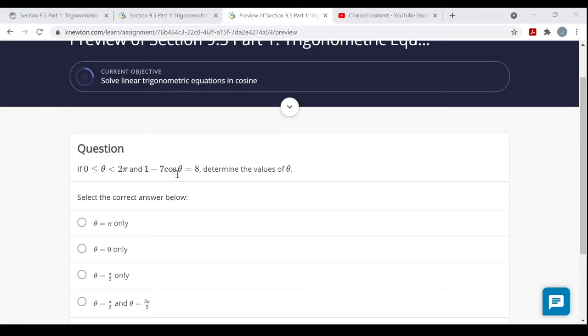Alright, so here we're asked to solve this equation: 1 minus 7 times the cosine of theta equals 8. Find the values of theta that make this a true statement. But they're only asking us for the values of theta from 0 to 2 pi, not including 2 pi. I'm going to go about this the same way I did in the first video and in those sine videos, where I'll write out the general solution, list a bunch of them, but then we'll figure out what are the only solutions that are actually in this range from 0 to 2 pi that they want.